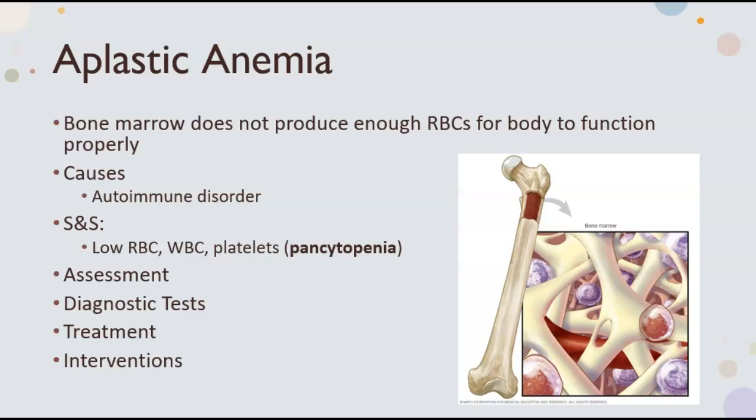So for your red blood cells, fatigue, shortness of breath, dizziness, headache, cool, clammy skin, pale skin, or chest pain. White blood cells, fevers, frequent infections, or flu-like illnesses that linger. And for your low platelets, they might have epistaxis, bleeding gums, petechiae, blood in the stool, or heavy menstrual bleeding.